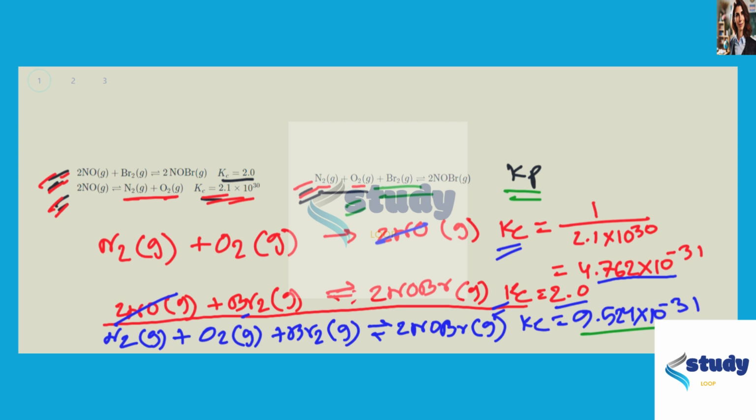From the balanced equation, we know that del N is basically the difference between the number of molecules of the products and the number of molecules of the reactants. So here we have one N2, one O2, and one Br2 on the reactant side. So the sum of the molecules on the reactant side is 3, and on the product side we have 2 NOBr. That means the value of del N for this reaction will be 2 minus 3, which is equal to minus 1.